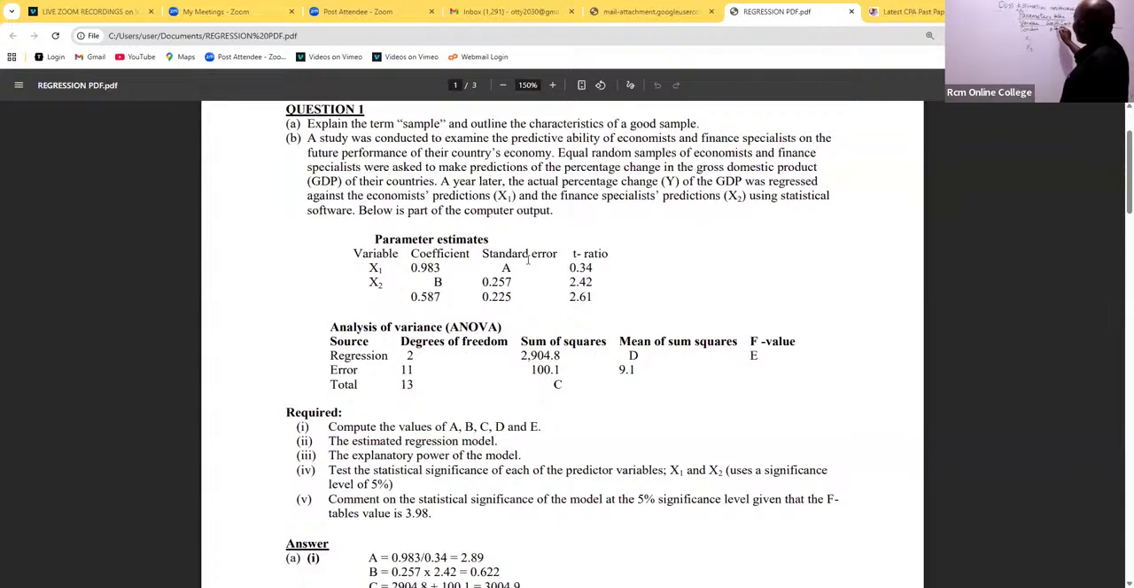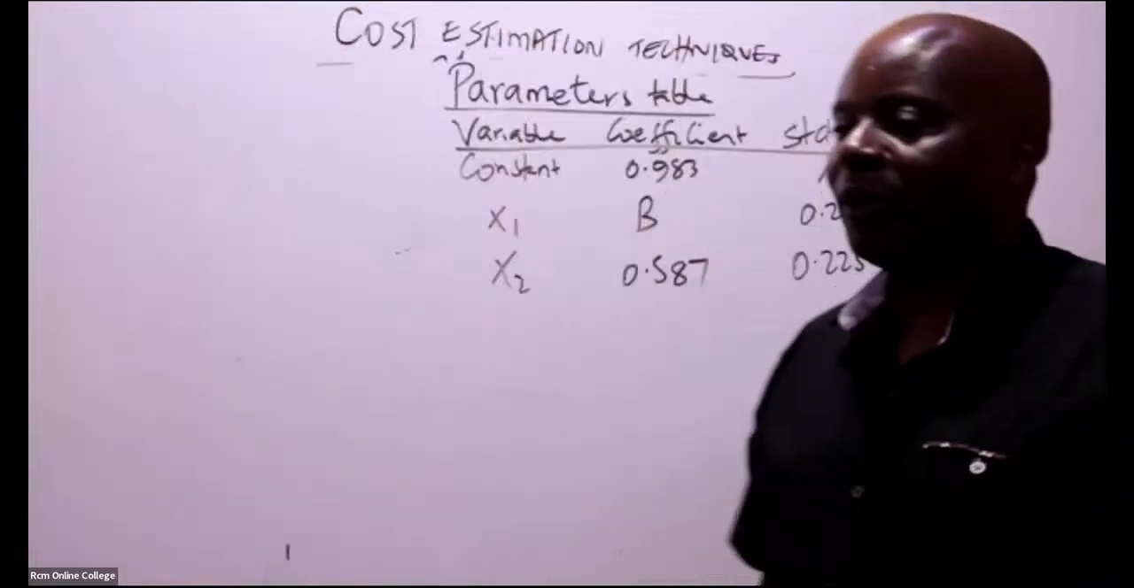So we have here 0.983. Then we have B. Then we have 0.587. Then we have the standard error. The first one there is A, 0.257. Then we have 0.225. Then we have 0.34. We have 2.42, sorry. And then lastly, 2.61. So kindly copy this table down. What we skipped here, under the variable, we have a constant immediately beneath there. So just copy this table the way I've been able to draw it here.